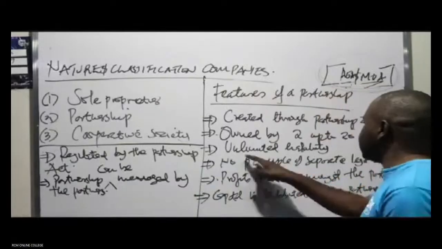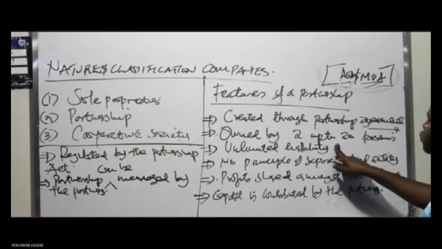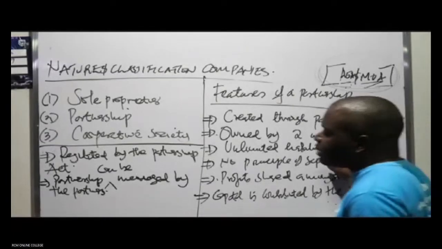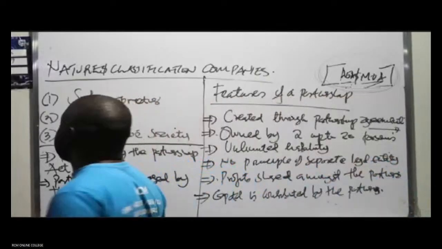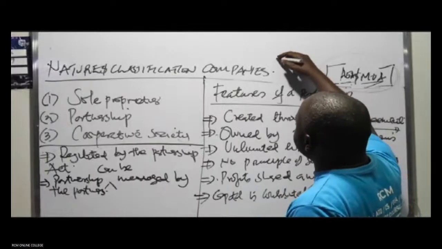If you look at the third one, unlimited liability, which is connected to this one. In a partnership, there's not really a limitation in terms of liability. But of course, nowadays we have partnerships that also have features of a company. We call them LLPs.